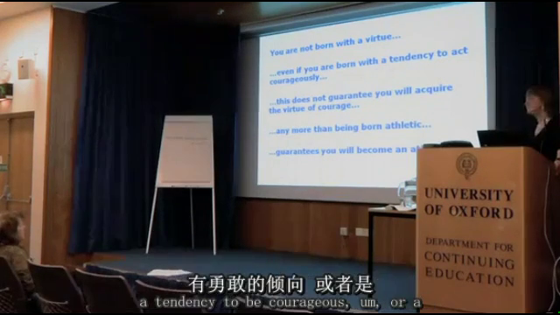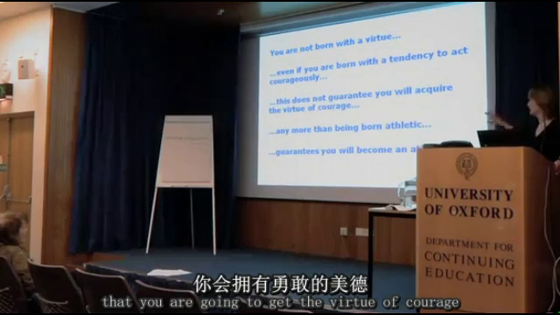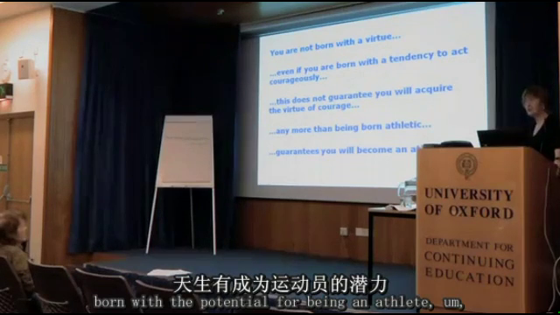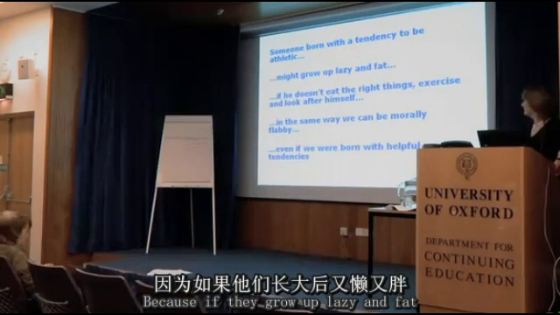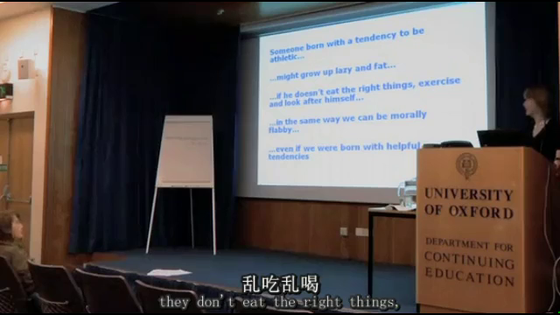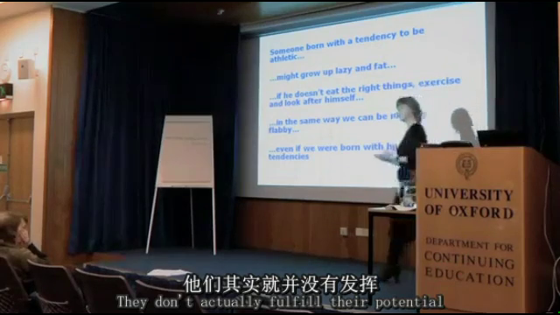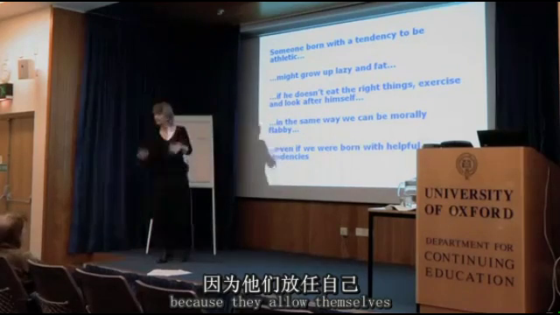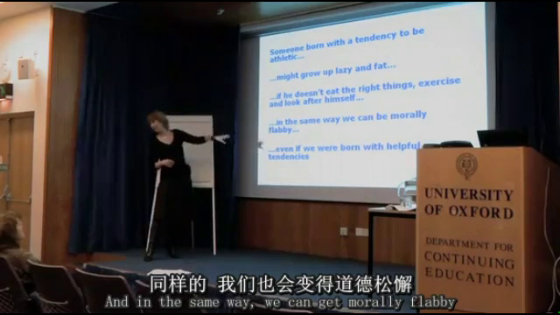You may be born with a tendency to be courageous or a tendency to be honest, but it doesn't guarantee that you're going to get the virtue of courage. Somebody who's born strong, born with the potential for being an athlete, is not necessarily going to become an athlete, are they? Because if they grow up lazy and fat, they don't eat the right things, they don't exercise, they don't look after themselves, they don't actually fulfill the potential with which they were born, do they? They don't become athletic because they've allowed themselves to become flabby and lazy. And in the same way, we can get morally flabby.